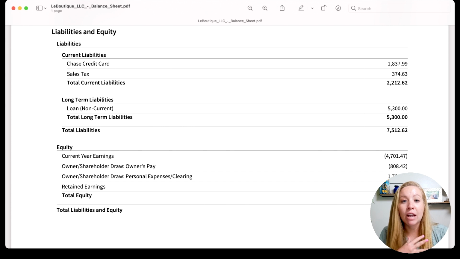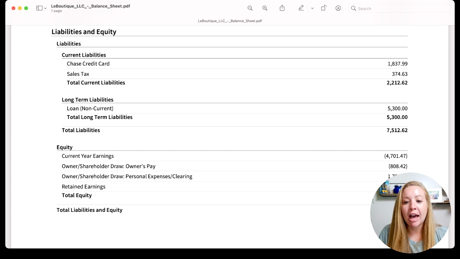And if the equity section is negative, that could mean that your business is over leveraged when it comes to debt. So maybe your business doesn't have a ton of assets and it has a lot of debt, and therefore you don't have equity in your business at that point. So this is an important category to understand, although it can be confusing. So definitely ask questions to your accountant if it's something that you are confused about.